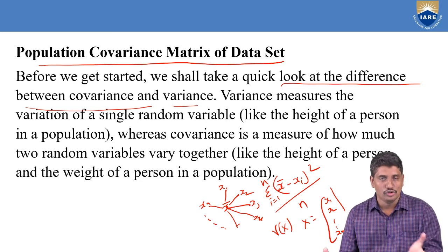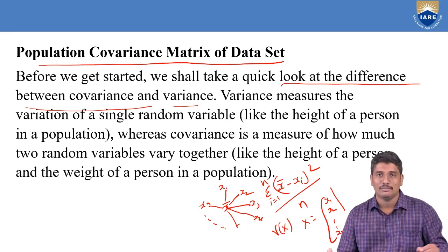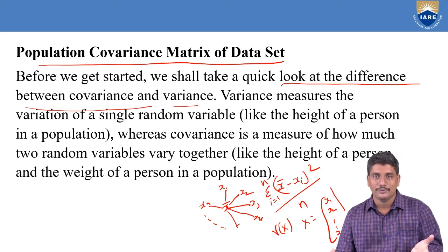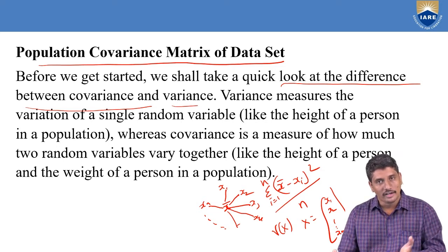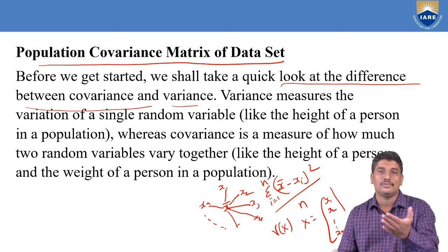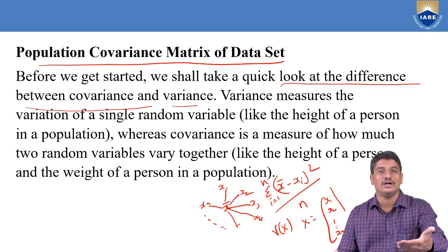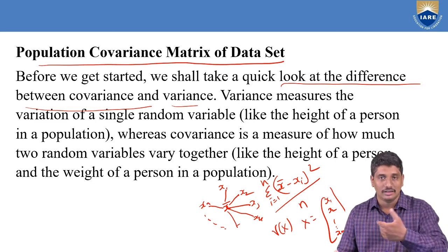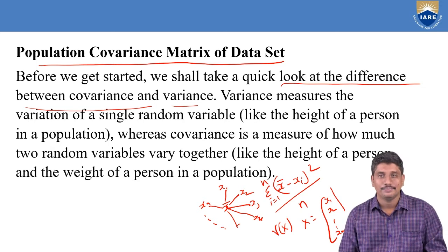X bar is the average: the sum of all observations divided by the number of observations. Then what is the variance? It is also a kind of average, which is the average of the sum of squares of deviations of the values from the mean. That is called variance.